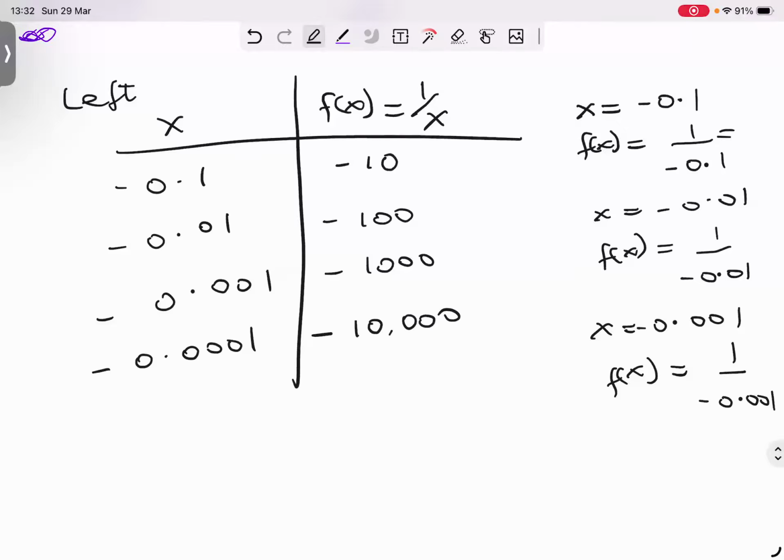So as x is getting closer and closer to 0 from the left-hand side, we notice that f of x is not approaching a specific number per se, but f of x is getting larger and larger.